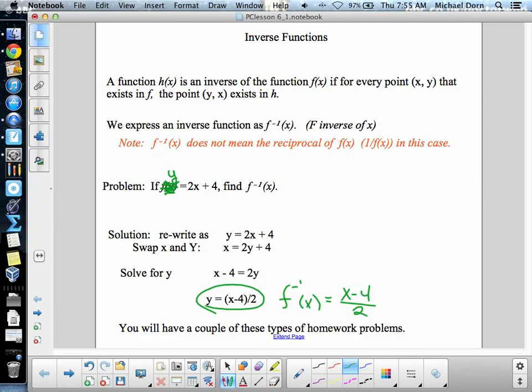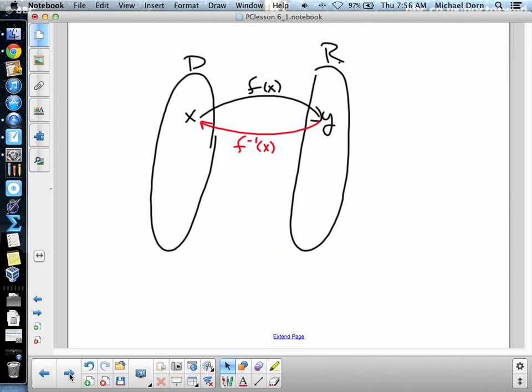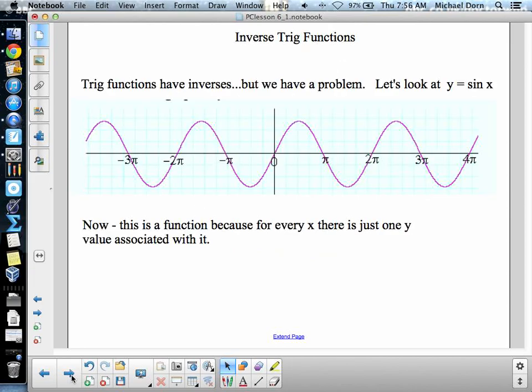Not too tough to do. Of course, this is more of a trig class, so we're going to be interested in inverse trig functions, which we've already worked with to an extent. But we'll work with a lot more now. Trig functions do have inverses, but we do have a little bit of a problem.